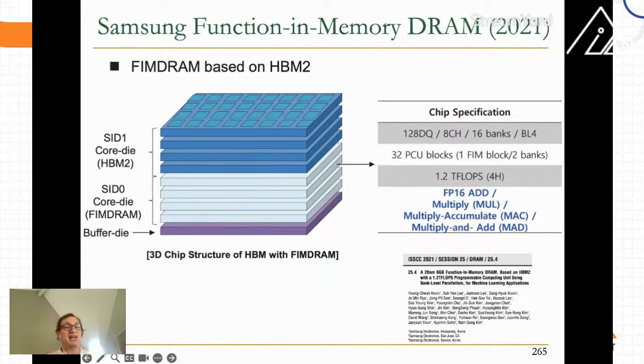It's a very different design from UPMEM. UPMEM is general purpose. It cannot even do integer multiplication, well, forget about floating point. It cannot do any floating point at all. So you can see that this is designed as an accelerator that can do multiply and accumulate, which is at the core of machine learning.